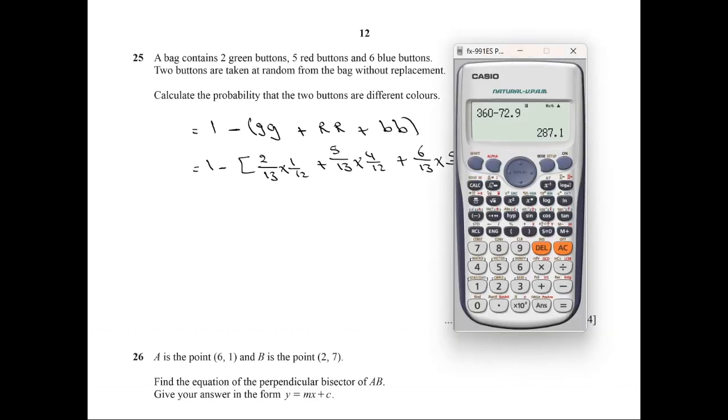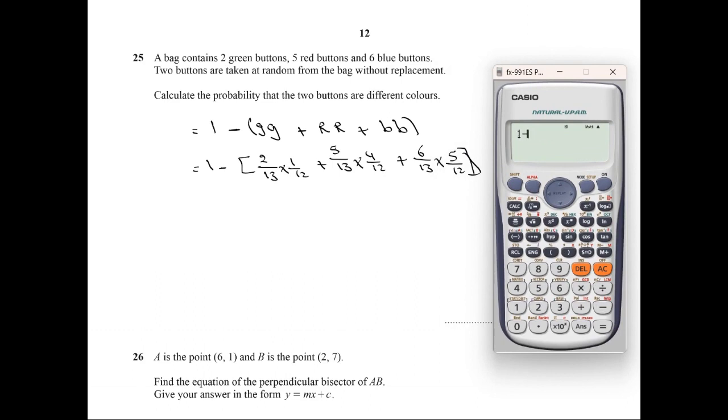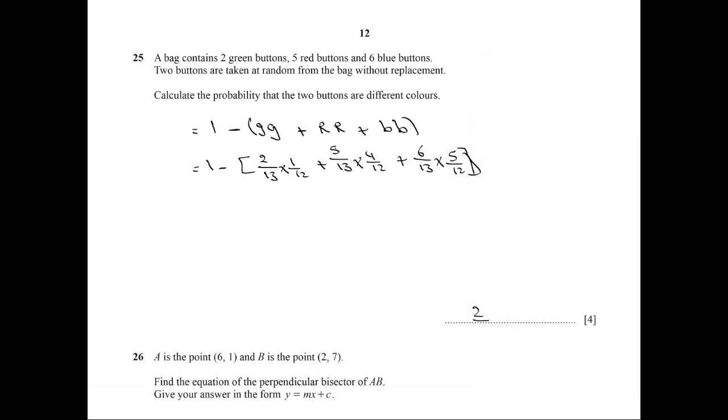Using the calculator, 1 minus bracket 2 over 13 times 1 over 12, plus 5 over 13 times 4 over 12, plus 6 over 13 times 5 over 12, is equal to 2 over 3. So the probability will be 2 over 3.